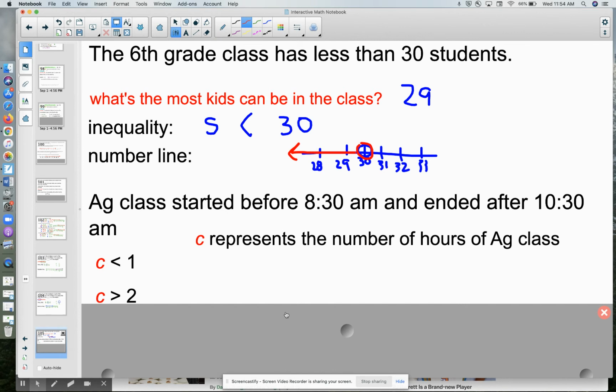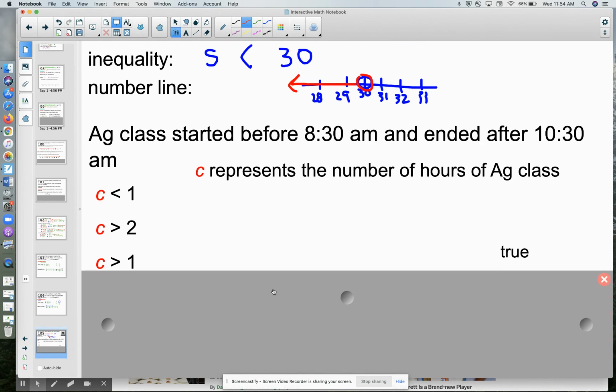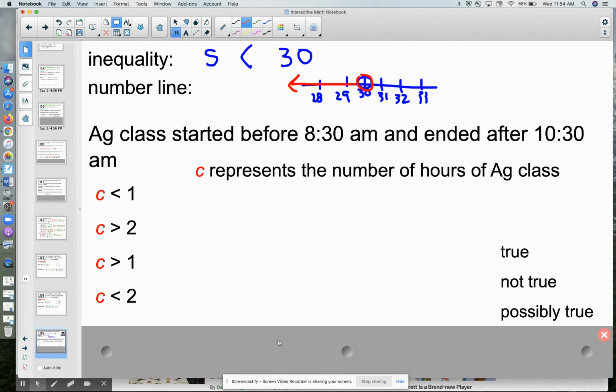Now the next one, a class started before 8:30 a.m. and ended after 10:30 a.m. So look at that, from 8:30 to 10:30. How many hours is that? 2 hours, right? C represents the number of hours of the class. So you're going to tell me if it's true, not true, or possibly true, and give me a reason why.